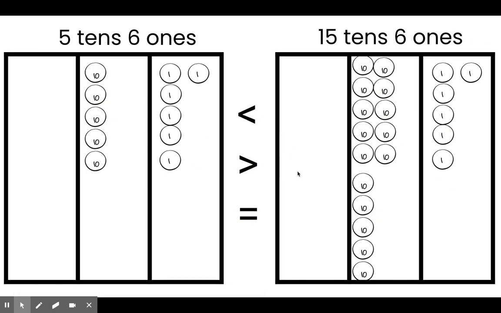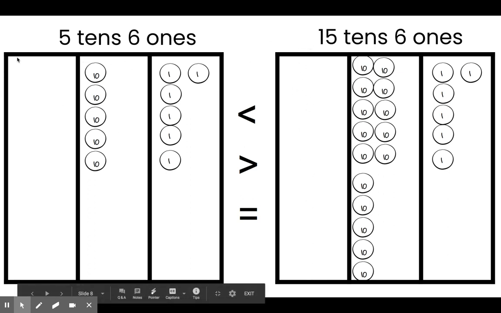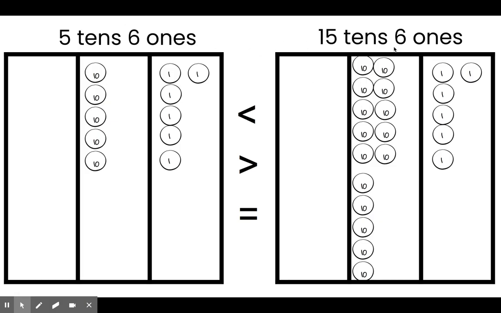Here are our 15 tens and 6 ones. We want to compare these two numbers even though they're written in unit form. We can still look at the different units. Neither of these ones have any place value discs in the hundreds place value chart. So let's go to the tens spot in each place value chart. 5 tens or 15 tens? Which one is greater? If you said 15 tens, you're correct.